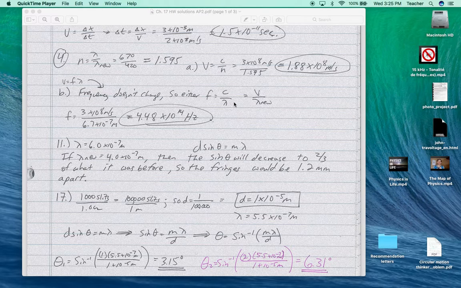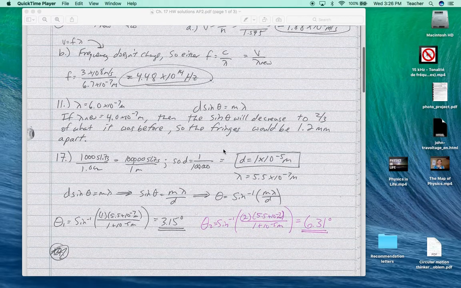So the ratio of those two gives us the index of refraction, that's 1.595, and therefore we can use that index of refraction with this formula to determine how fast light is going in that new material. Then, since frequency doesn't change, we can use either f equals c over lambda or the velocity we calculated over the new lambda. Either one should give us the same answer because the ratio is the same number of waves passing per second. So that's about 4.5 times 10 to the 14th hertz.